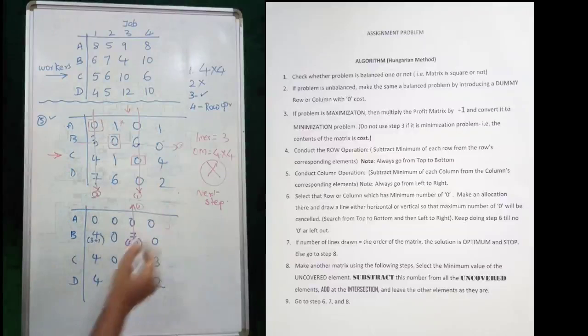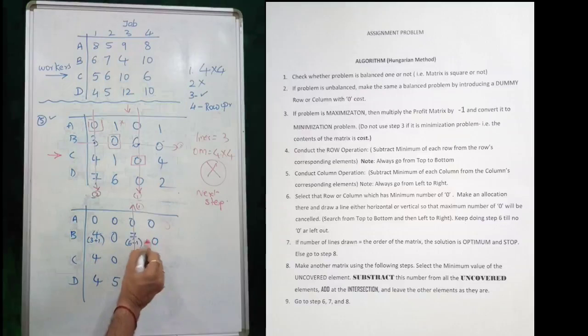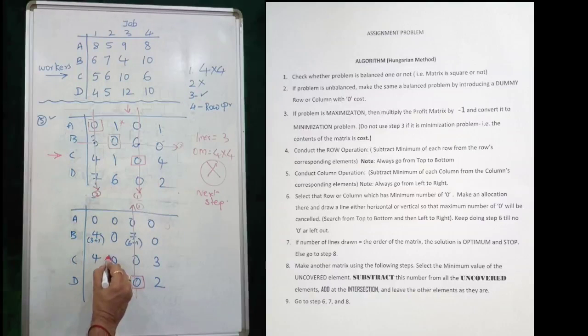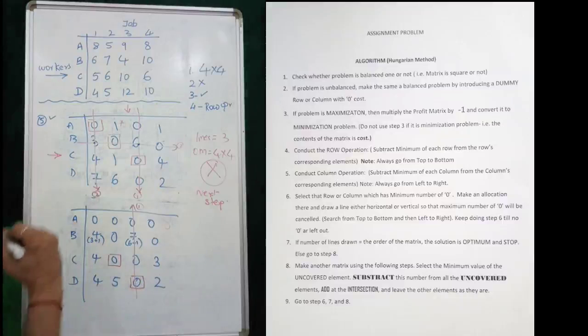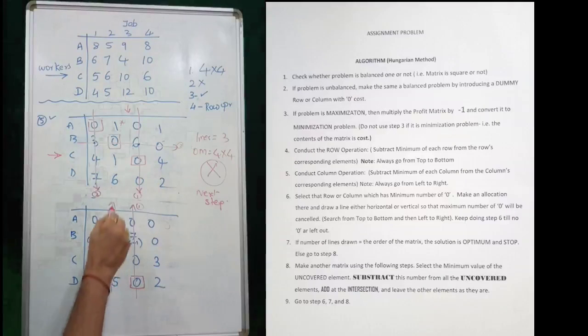Friends, I was going row wise. Let's still go row wise. Row A is having 3 zeros. B is having 2. C is having 1. Here I get 1 zero. Allocate here. Draw a line to cancel the maximum number of zeros. How will you draw the line? You will draw the line vertically to cancel these 2 zeros. I get allocation number 2.